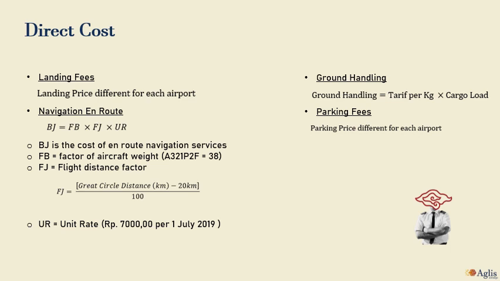Landing fees are different for each airport, as is the parking fee, so the cost is searched on the web and not found by an equation. For navigation en route, we use this formula where we multiply the factor of aircraft weight. For our aircraft, which is the A321P2F, the factor of weight is 38. This is multiplied by the flight distance factor and unit rate, which is 7,000 rupiah as of 1 July 2019. Lastly, for ground handling, we multiply the tariff per kilogram for ground handling by the cargo weight that needs to be loaded and unloaded.